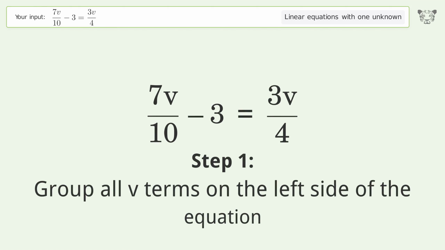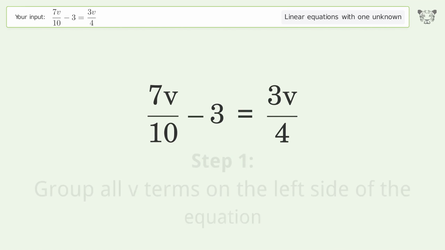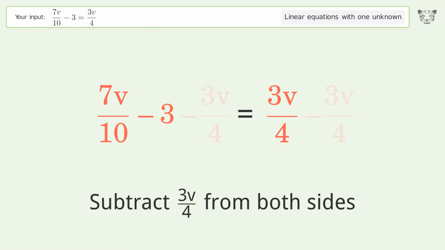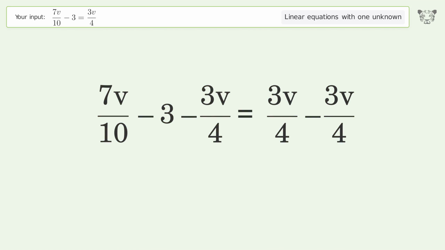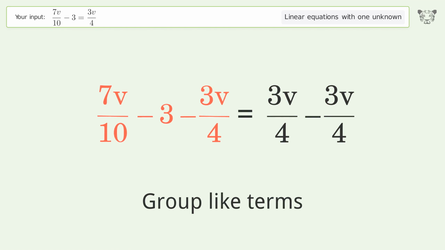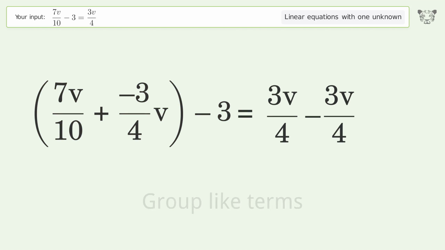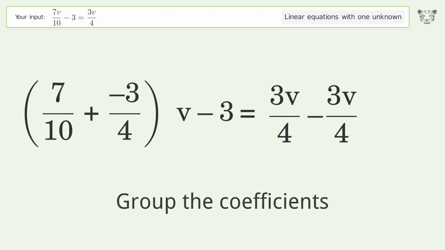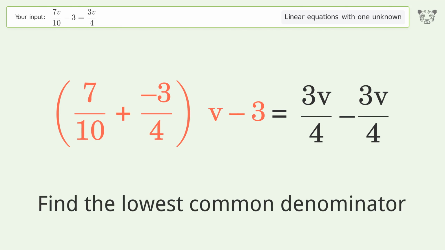Group all v terms on the left side of the equation. Subtract 3v/4 from both sides. Group like terms. Group the coefficients. Find the lowest common denominator.